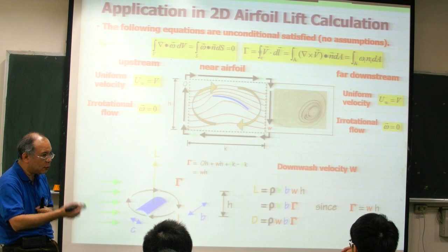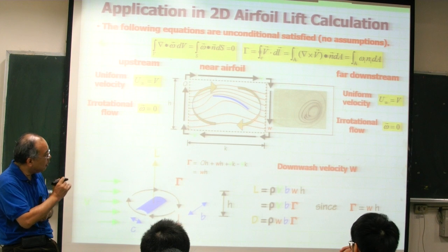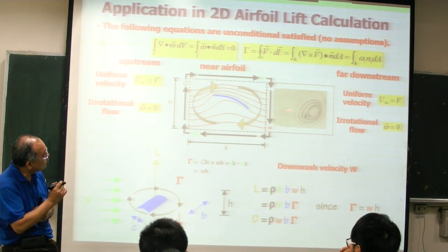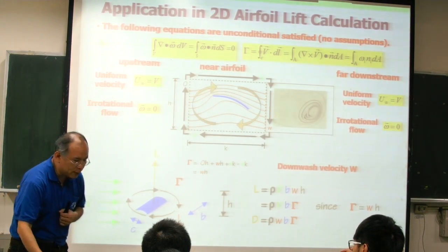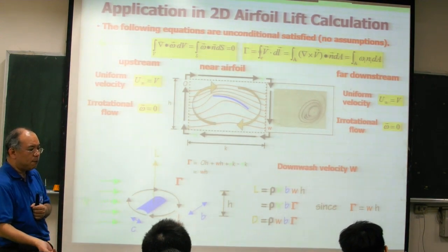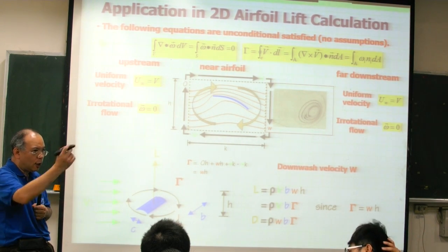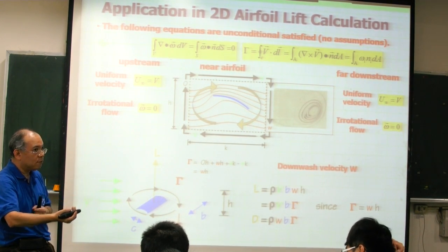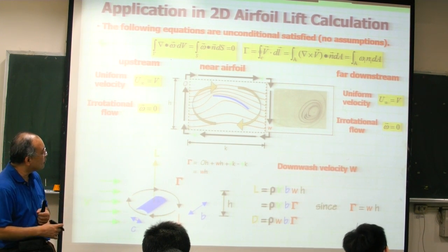Okay, because we can assume this is an inviscid flow, we can still have a vortex circulation here because of this starting vortex. That's one of the difficult points: when you're talking about inviscid flow, there's no vorticity at all, so how do you generate the circulation? That becomes difficult to understand here.